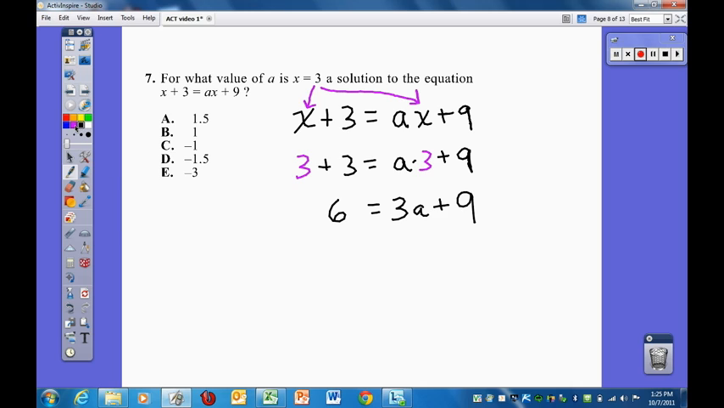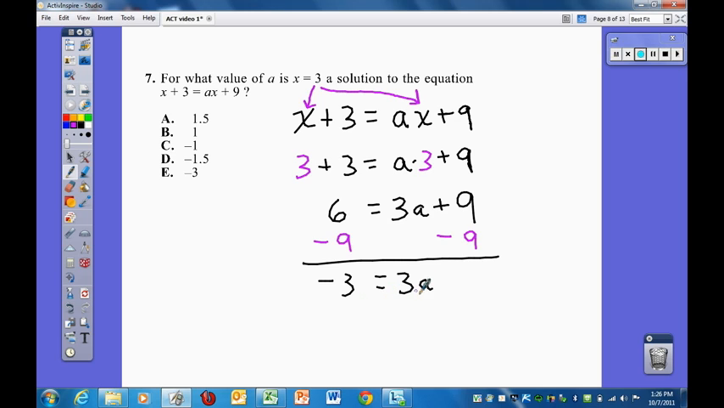Now, from previous lessons or previous problems, we've learned that we want to keep a balance and we want to isolate the variable A. So to keep that balance and isolate, I'm going to subtract away 9 from this side, and I have to balance and subtract away 9 from the other side also. That leaves me with 6 minus 9, which is negative 3, 3A, and 0. One more step and I'll be done.